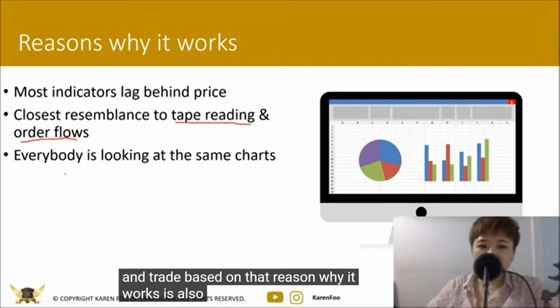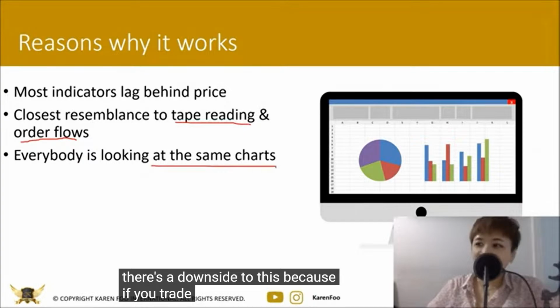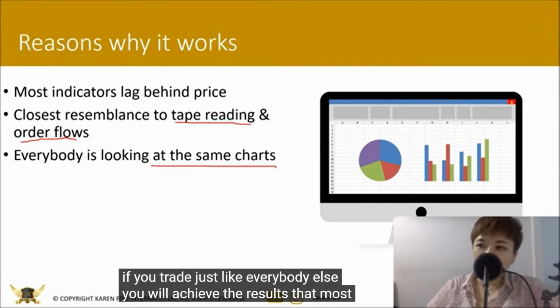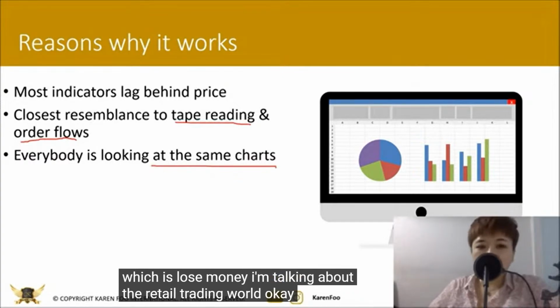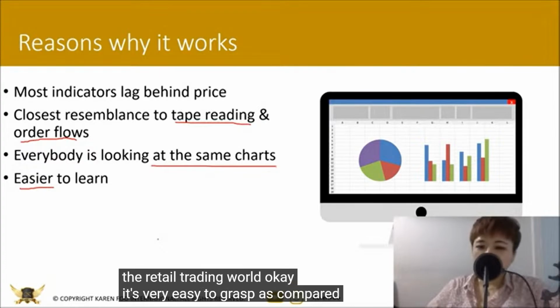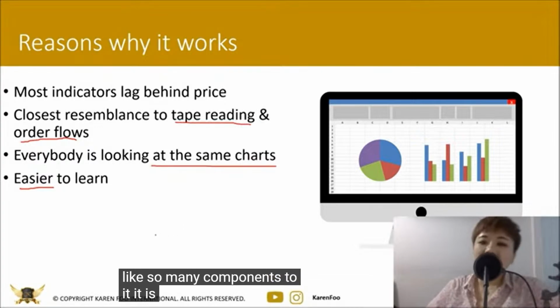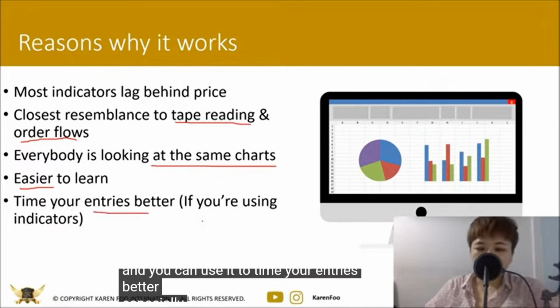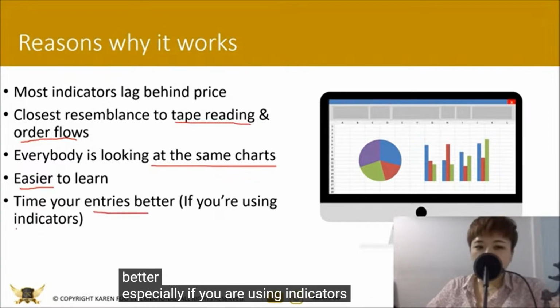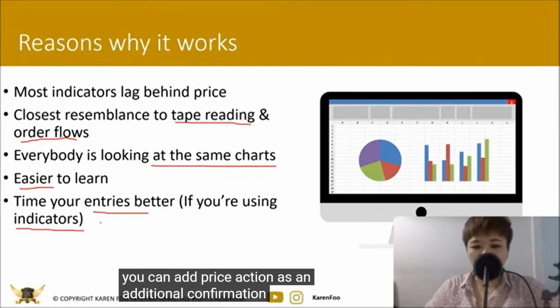The reason why it works is also because everybody is looking at the same charts, but there's also a downside to this, because if you trade just like everybody else, you will achieve the results that most people achieve, which is to lose money. I'm talking about the retail trading world, okay? It's very easy to grasp as compared to if you learn something like MACD. There are so many components to it. It is a little bit more complicated. And you can use it to time your entries better, especially if you are using indicators. You can add price action as an additional confirmation.